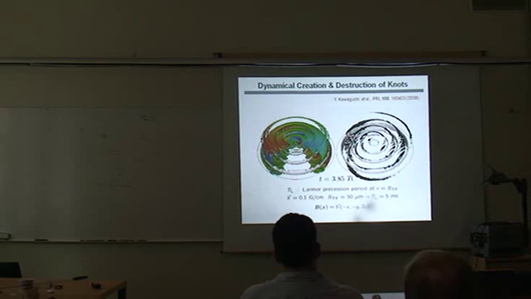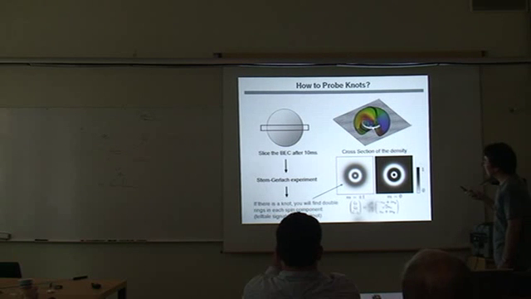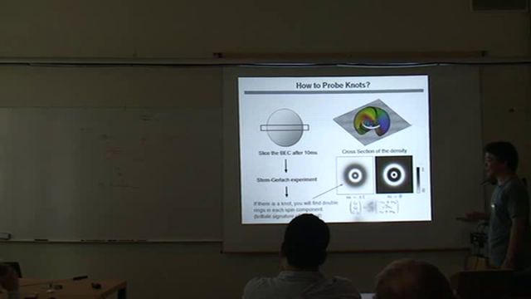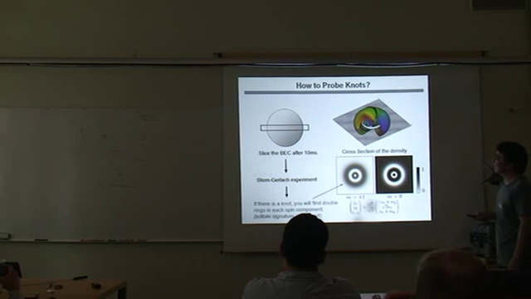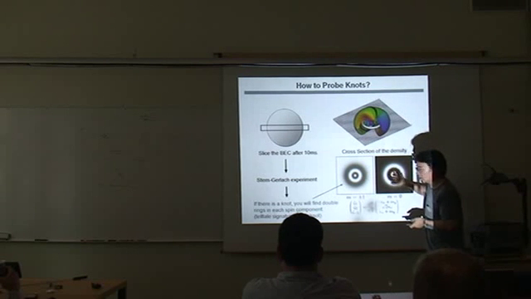Now, how to probe this knot? After 3 milliseconds, slice the BEC as done by an MIT group and perform a Stern-Gerlach experiment. Then if there is a knot with linking number 1, we have a double ring structure in any spin component, m equals 0, m equals 1. So this is a smoking gun. If there are 2 knots, then we have 4 rings in any spin component.